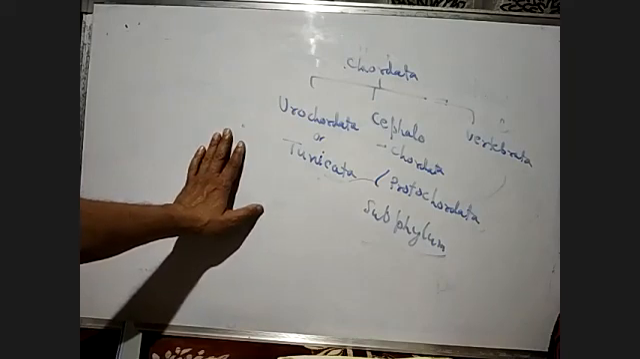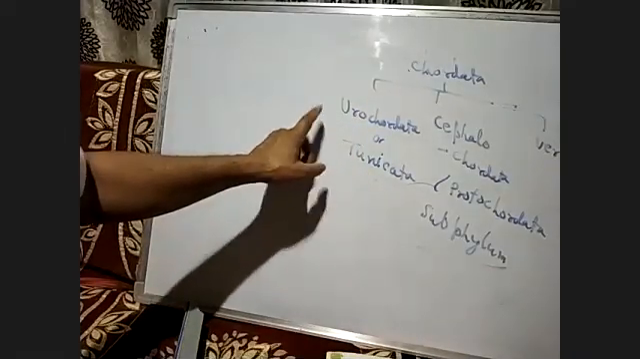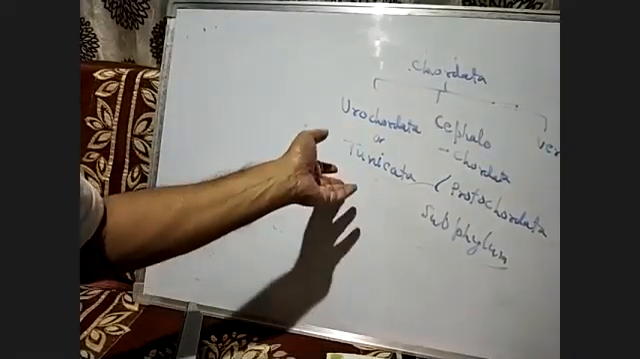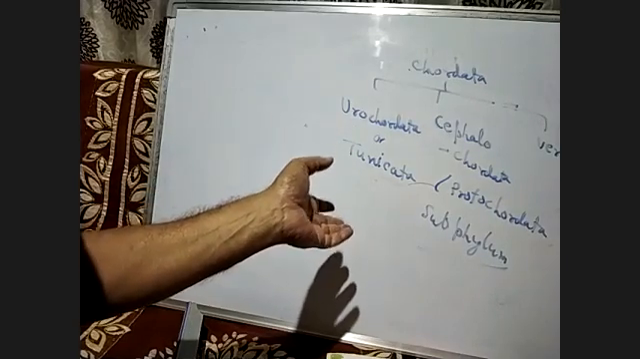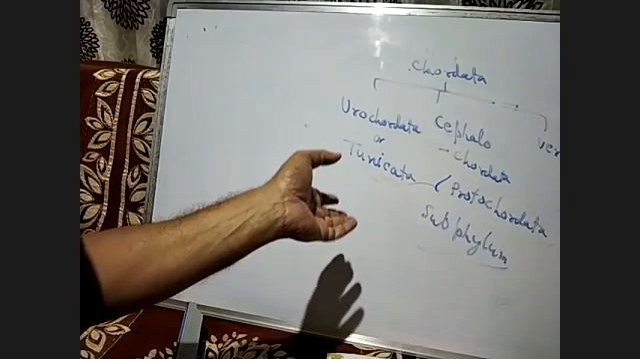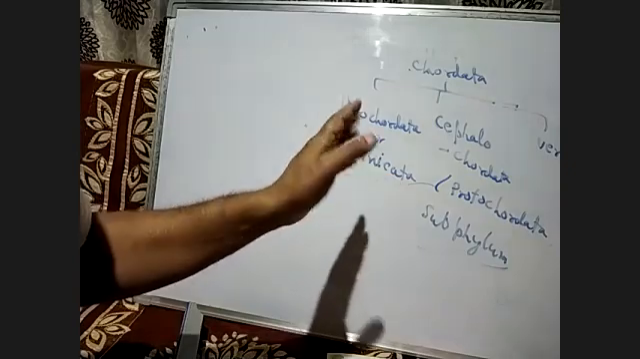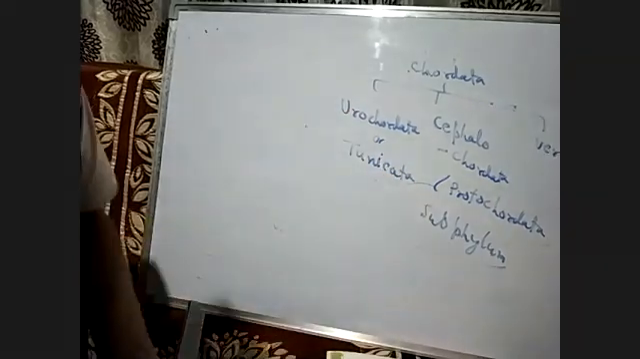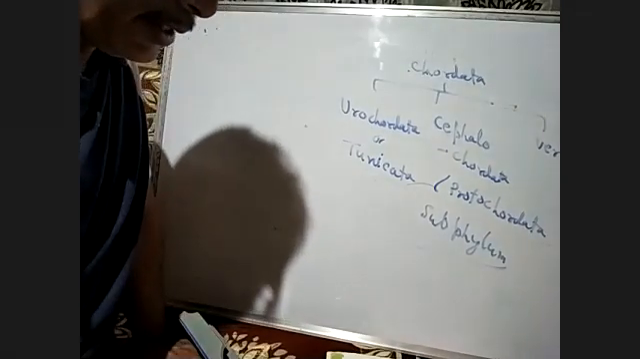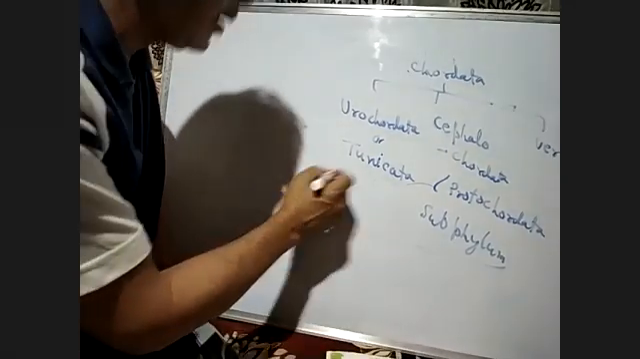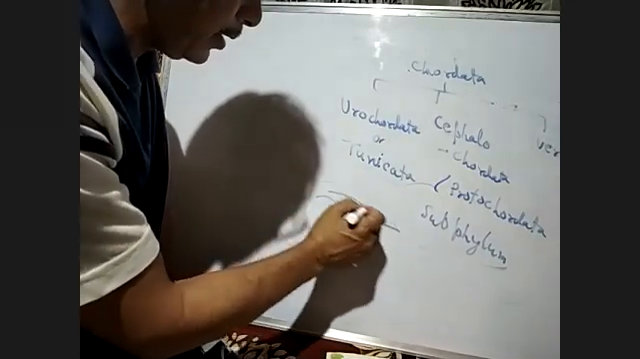Notochord. They have given here Urochordata. Notochord is present only in the larval tail, the tail of the larva. In the Urochordata, notochord is present only in the larval tail.